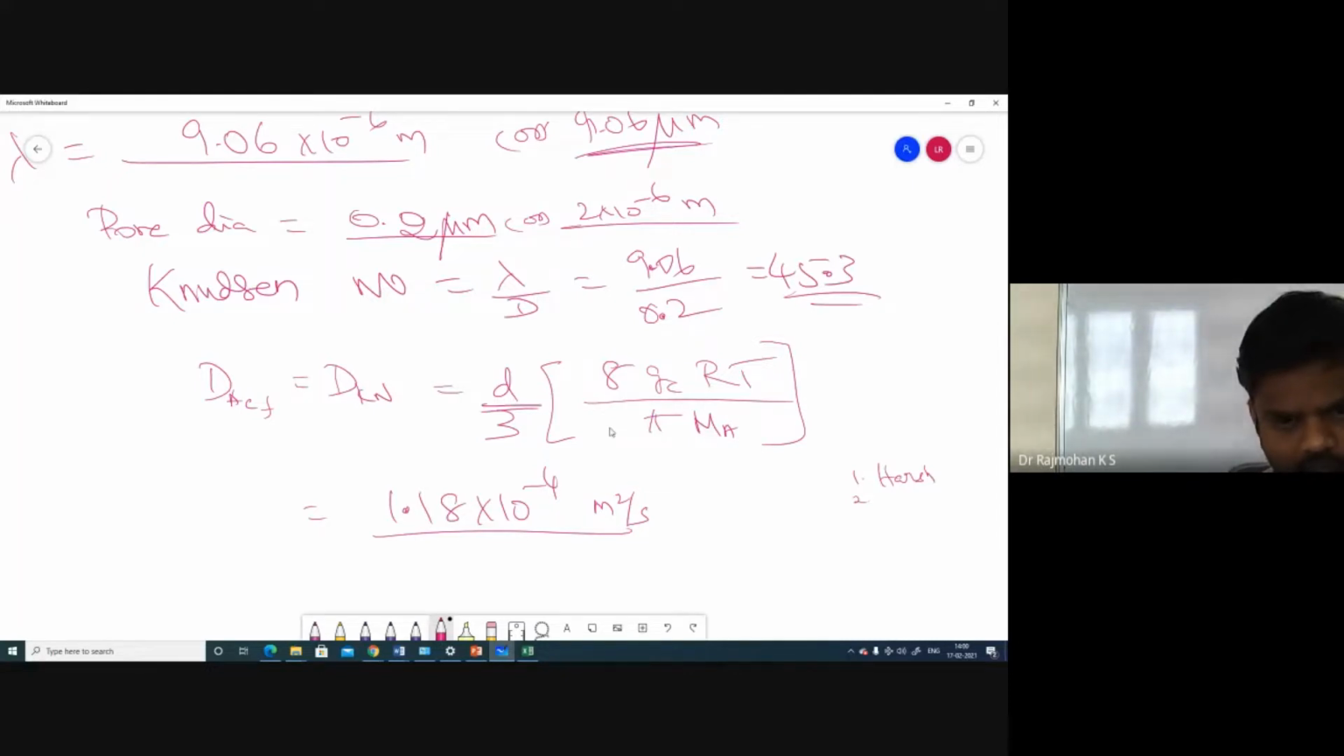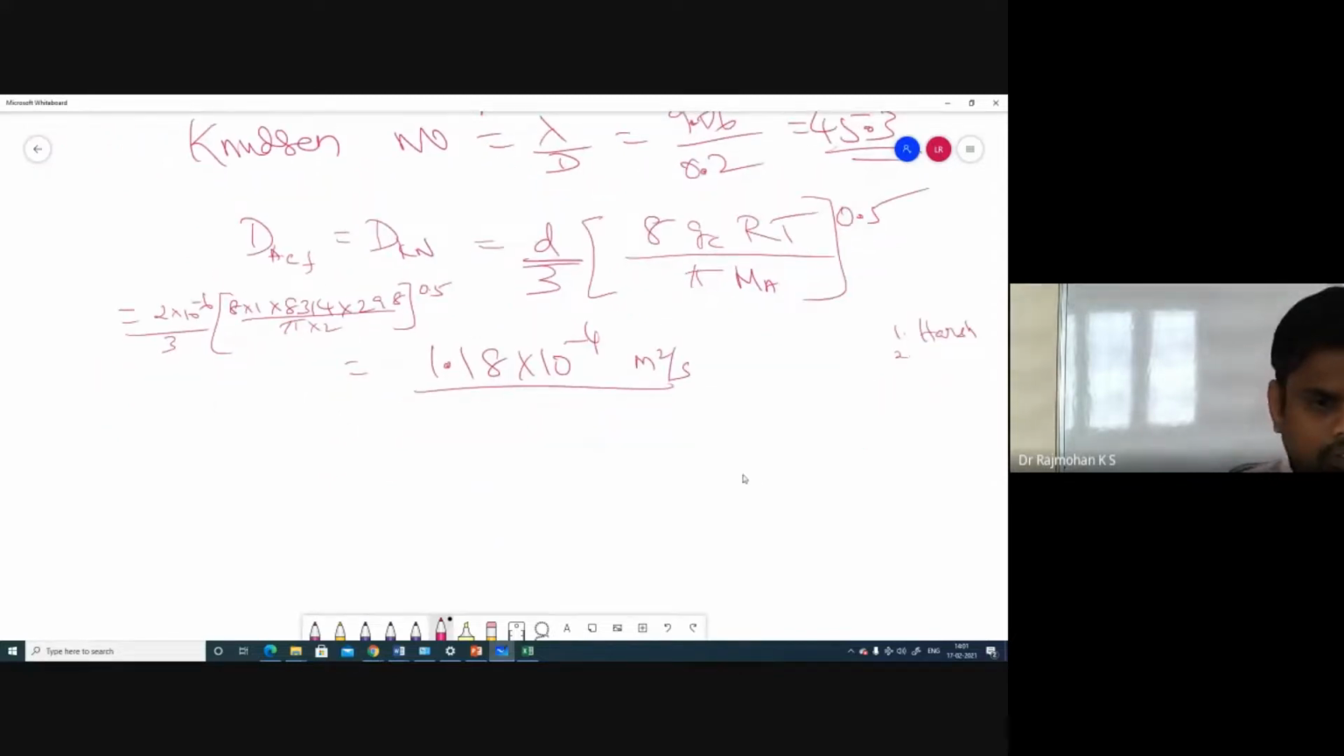Okay. So D effective, you have to show the substitution. I cannot skip that. Diameter is 2 into 10 power minus 6 divided by 3. You can proceed to find the NA value. Okay, 2 into 10 power minus 6, 8 into 1 into 8314 into temperature 298 Kelvin divided by pi into 2, power of half. Okay, here the power of half is there, no? You used that one? Okay, you used that one.